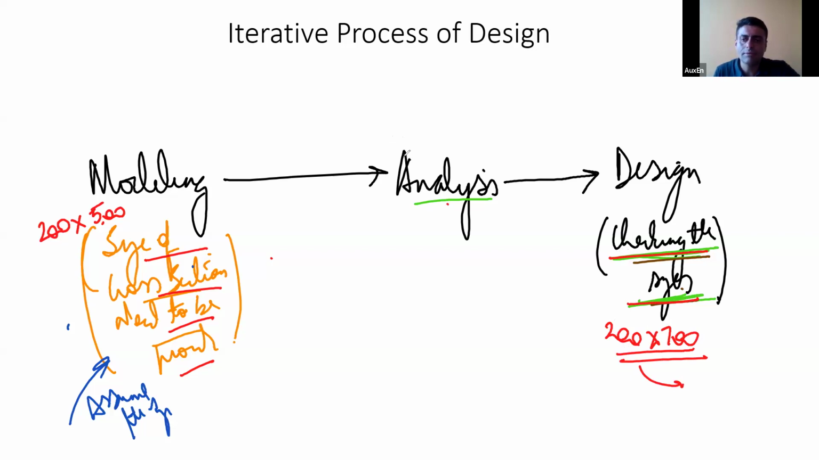I hope the question is clear. I'm saying that my size in the model was 200 by 500 and then I provided this size. I did the analysis, and in the process of design, my first step is usually to finalize the size that I have provided, to check the size. So I could figure out that this 200 by 500 is not sufficient. I need to increase the size to 200 by 700.